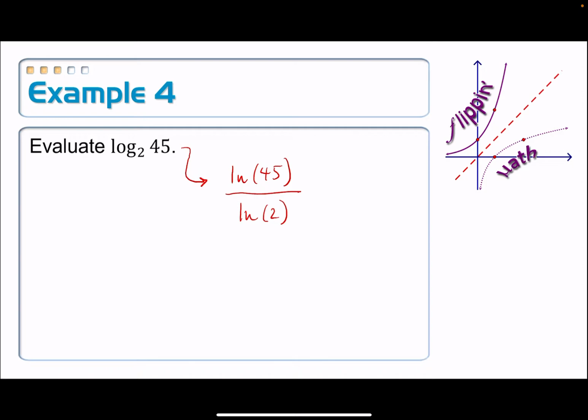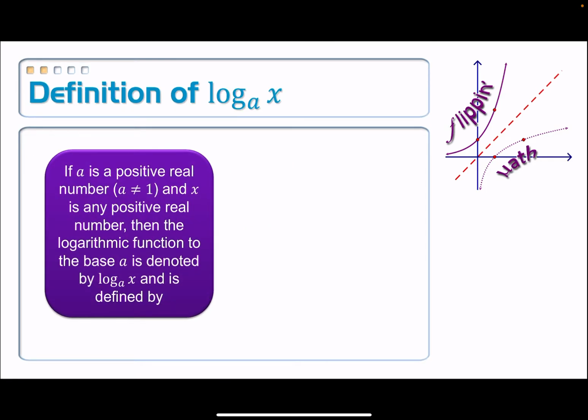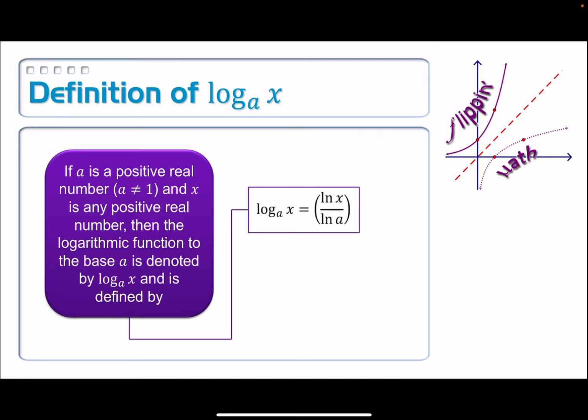And in calculus, that's how we define the log of any other base other than e. E is the standard, and then we base everything else off of that definition. And it goes like this. If a is a positive real number that is not 1, and x is a positive real number, then the logarithmic function to the base a is denoted by log base a of x and is defined by, wait for it, log base a of x is equal to the natural log of x divided by the natural log of a. Once again, that's just essentially the change of base formula.